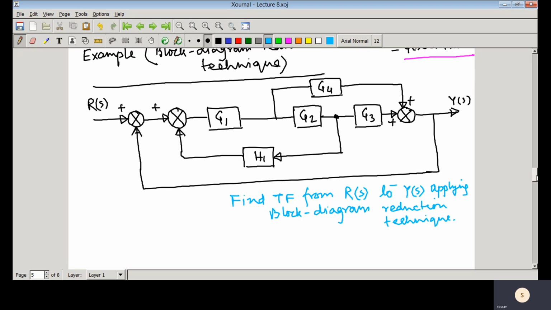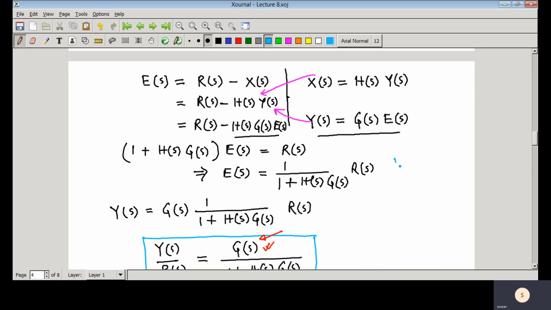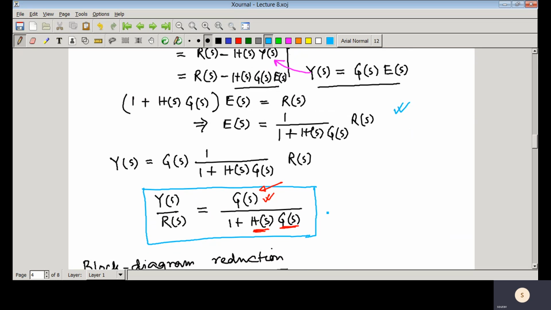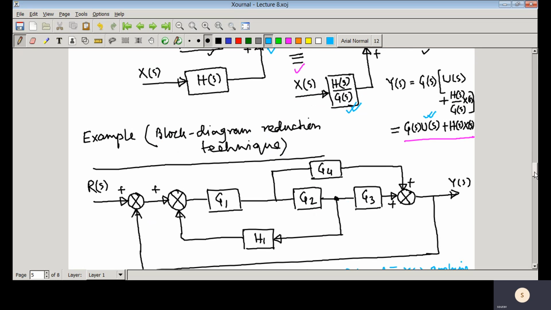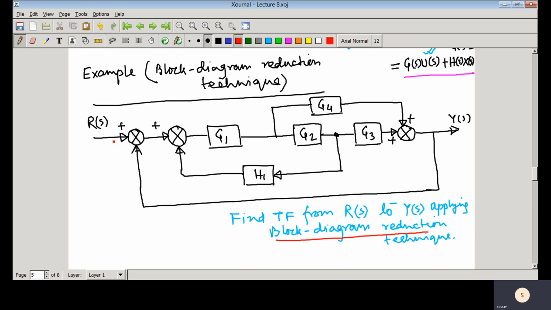So that means the other technique is that you have done in this particular example. That means you just simplify all the algebraic equations involved in that block diagram and you can find the transfer function. But here what we are trying to do, we'll be applying block diagram reduction technique to solve this particular problem. So we need to find the transfer function from Rs to Ys. Okay, so we'll be showing all the steps.